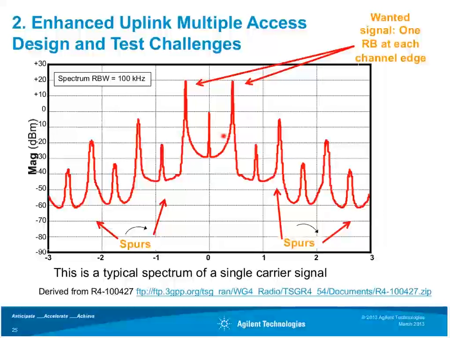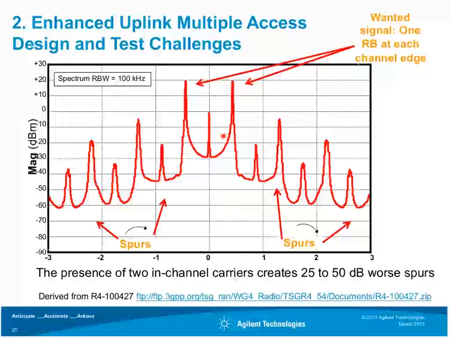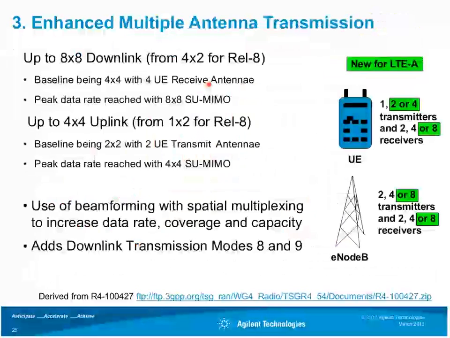Now let's move one of those resource blocks over to the other side, and you can see that there are 2 carriers here now, and you can see that they're interacting with the LO. And look at the spurs that have popped up. It's 25 to 30 dB or 50 dB worse. So designers have to be concerned with the intermodulation or the interference that comes with the signals that are mixing.